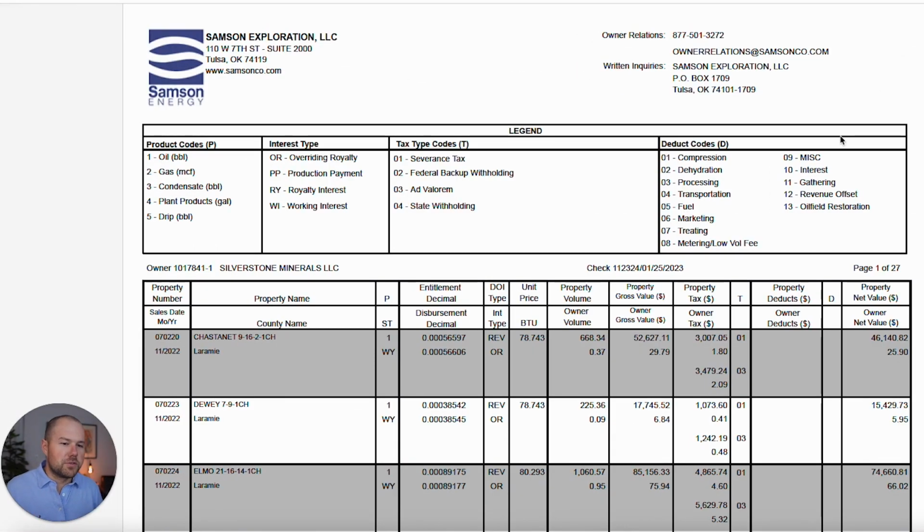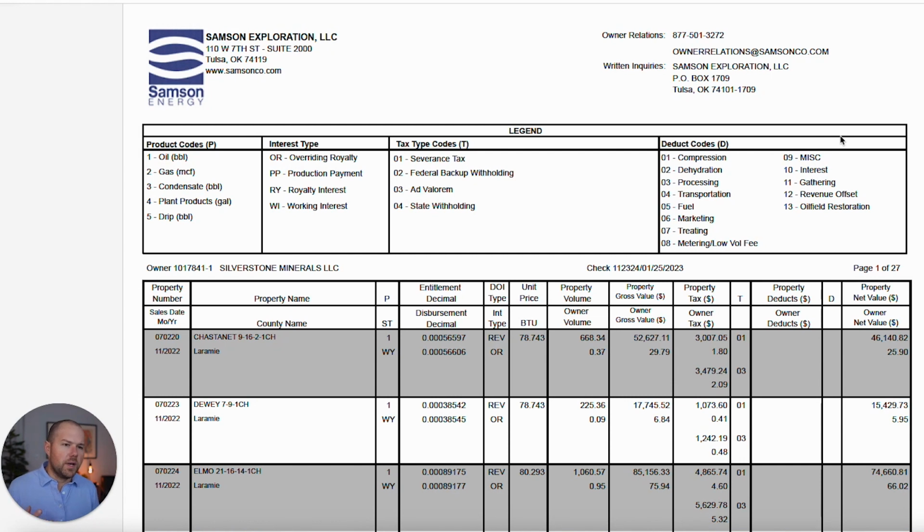Okay folks, it's gonna be a whole lot easier for me to explain how to read a check stub if we're looking at one together. So let's jump over to my computer screen. All right, folks, we're looking at a check stub from Samson Exploration. These properties are actually located in Laramie County, Wyoming. Samson is based out of Tulsa.